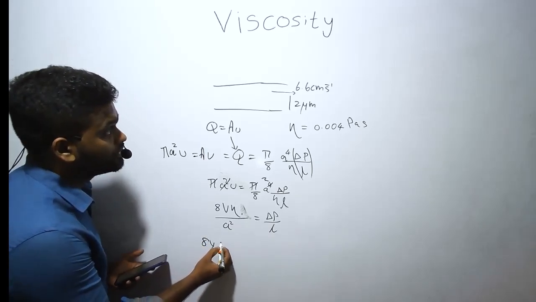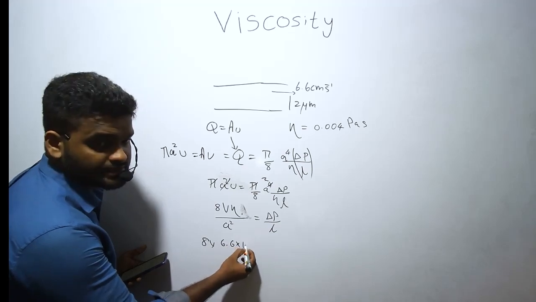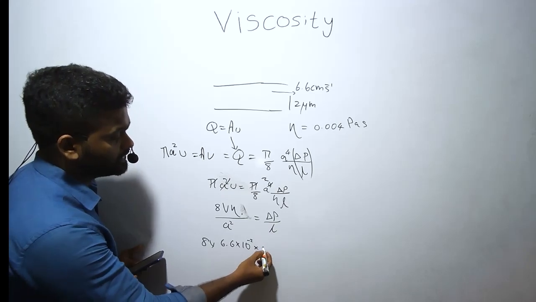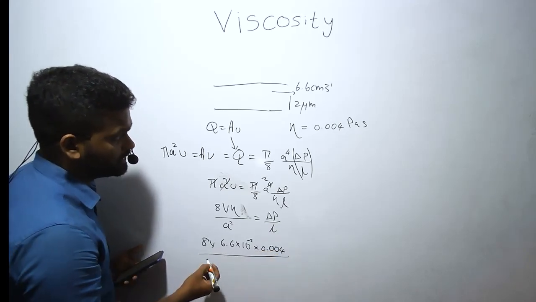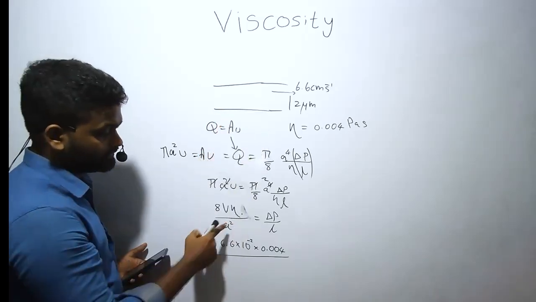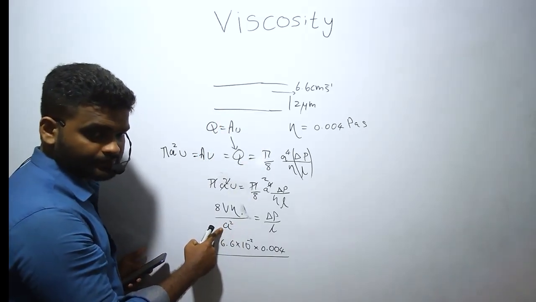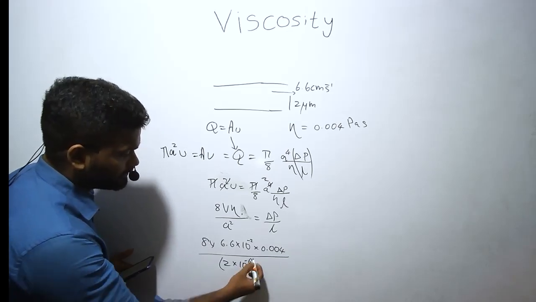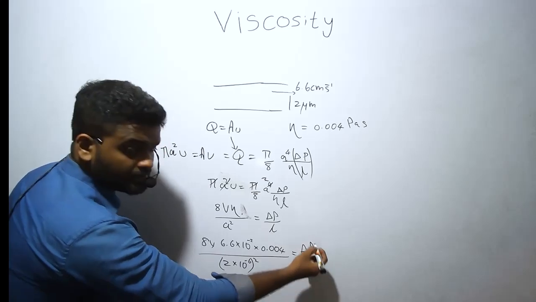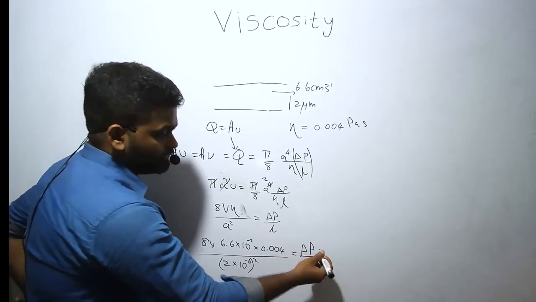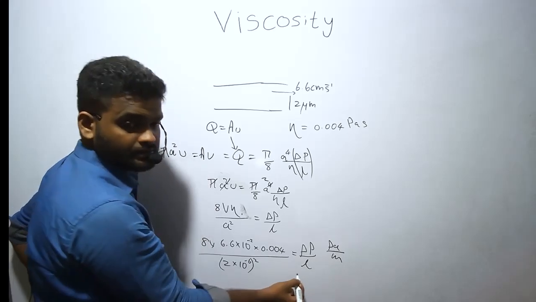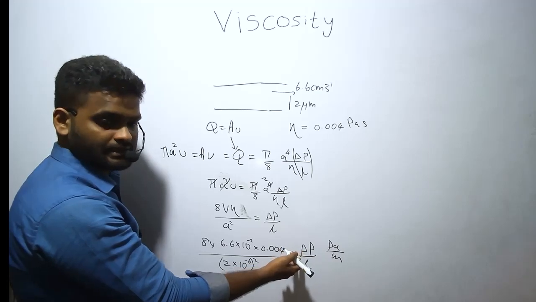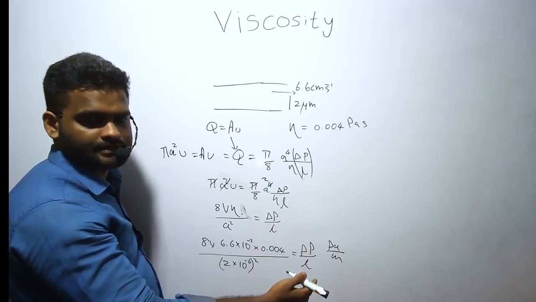Then do the substitution. 8, velocity is 6.6. Convert everything into meters, right? 6.6 times 10 to the power minus 2, eta is 0.004 divided by radius, simple, A is radius. Radius is 2 micro. Micro means 10 to the power minus 6, squared. So this is delta P divided by L. You get this in terms of Pascal per meter, right? Because we convert everything into meters. So what they're asking you to find is pressure gradient.